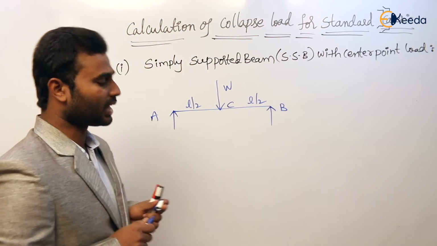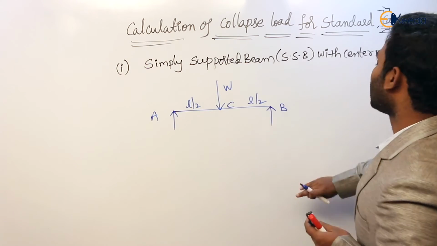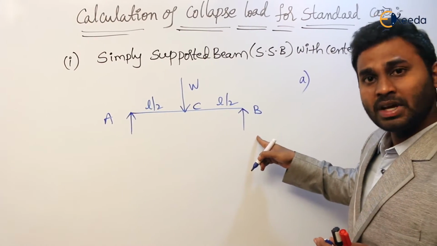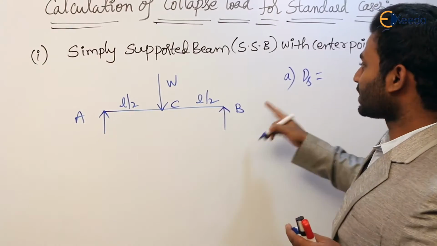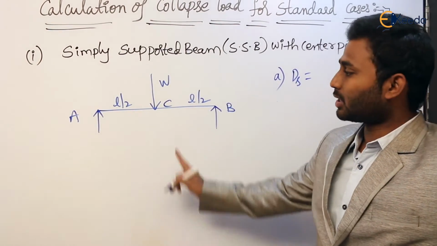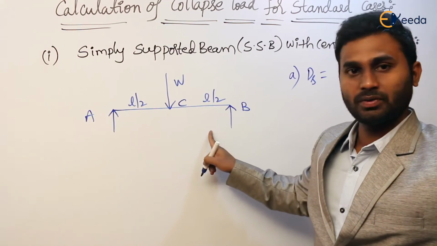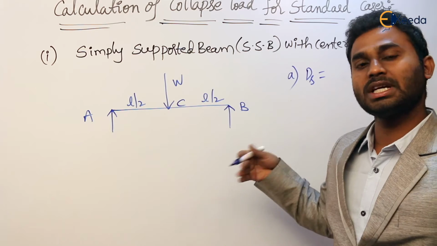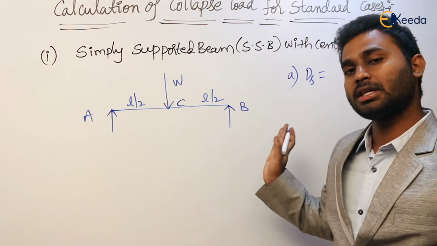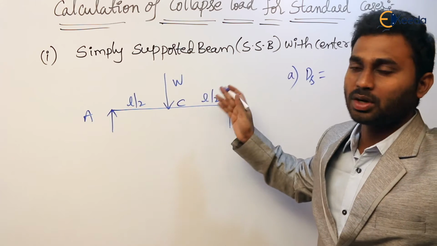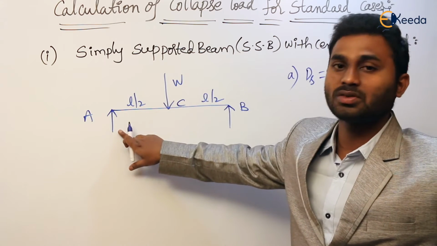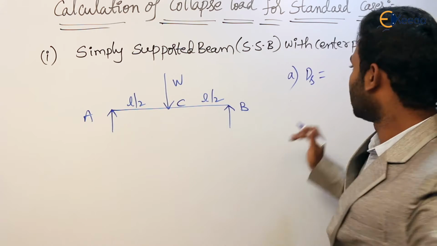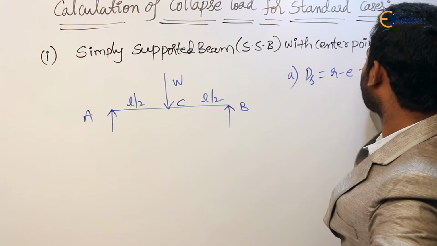The first step in the calculation of collapse load is to calculate the DS, degree of static indeterminacy. So for a simply supported beam, what is the static indeterminacy for this loading? Here there are two reactions, because the loading is vertical. A simply supported beam means hinged and roller, or hinged on both sides. Whether it is hinged or roller support, if the loading is vertical, the reactions offered by those supports are only in the vertical direction. So reactions are 2.